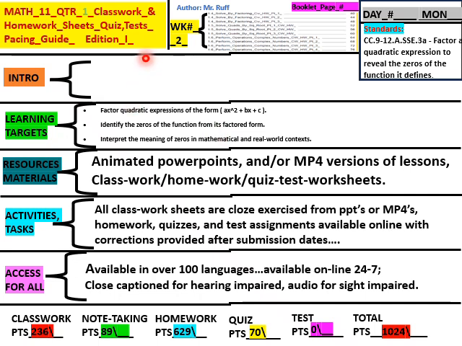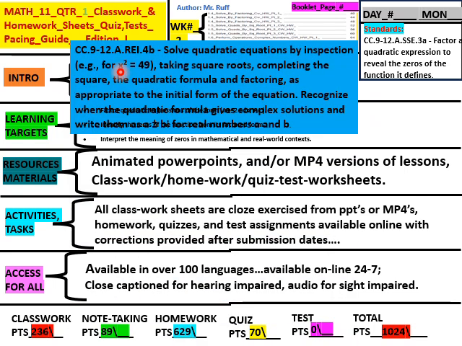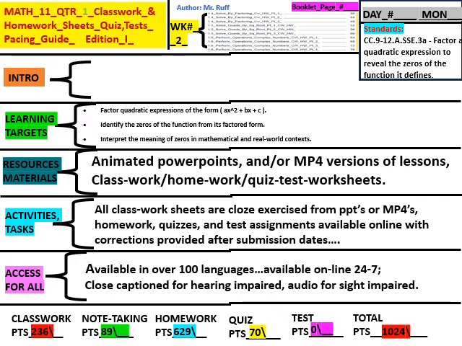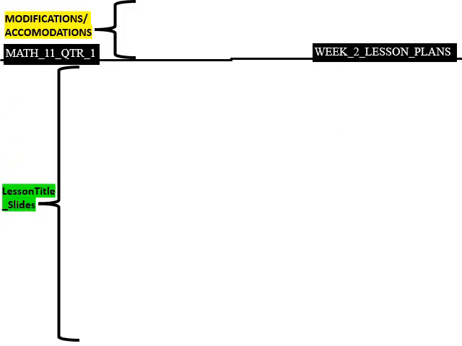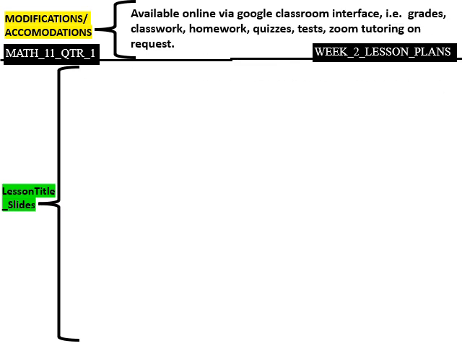And then up here, our other standard is Common Core REI, and it's blocked out by this thing here. Modifications and accommodations for week 2 are available online via the Google Classroom interface. That is grades, classwork, homework, quizzes, tests, Zoom, tutoring on request.